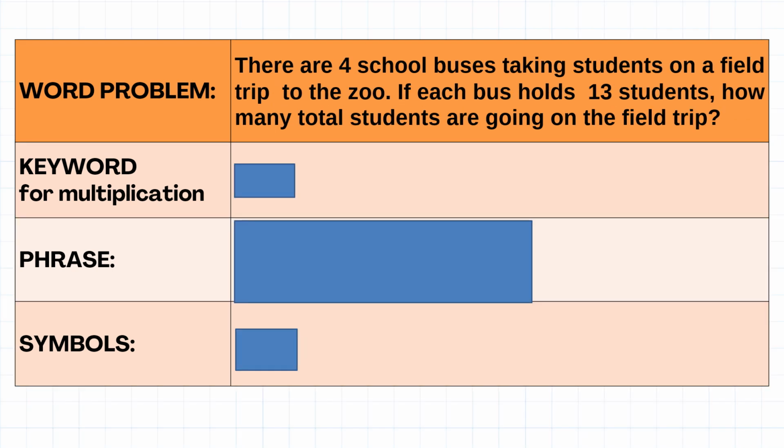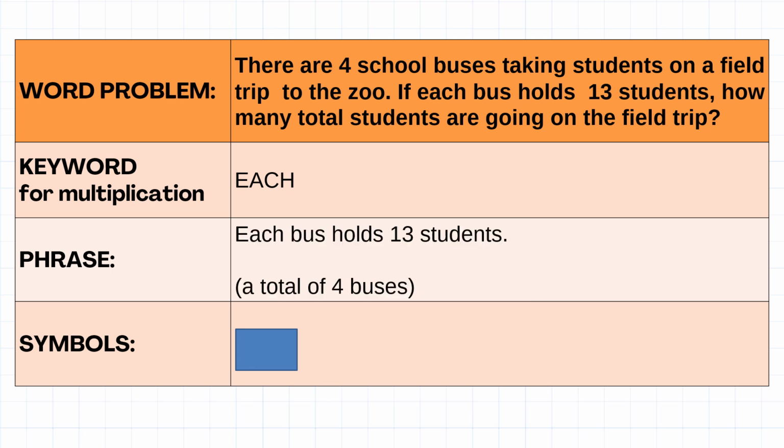Word problem number 3. There are 4 school buses taking students on a field trip to the zoo. If each bus holds 13 students, how many total students are going on the field trip? To understand the problem, we first identify the keyword for multiplication. And the keyword is each. This can actually be found in the second statement. Alright, so the mathematical phrase that can be extracted from the word problem is each bus holds 13 students.